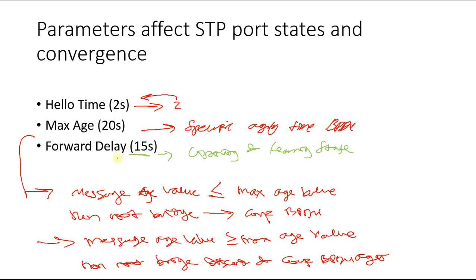As I mentioned before, this means that the port stays in the listening state for 15 seconds, then stays in the learning state for another 15 seconds. So listening 15 seconds, learning state 15 seconds. The port in the listening or learning state is blocked, which is key to preventing transient loops. So you must know that in these states, listening and learning, the port is still blocking.